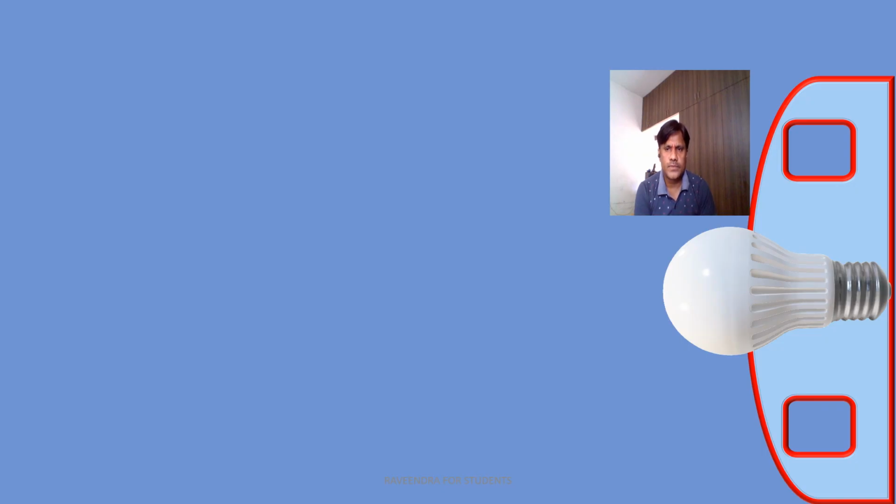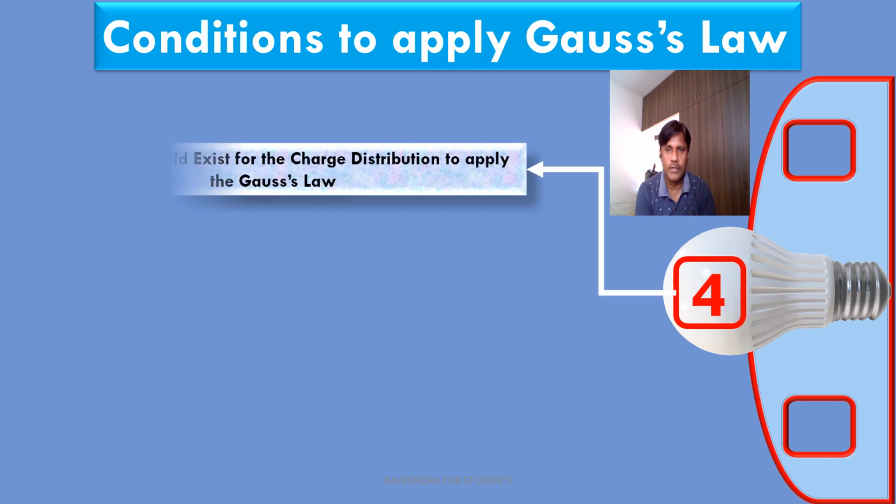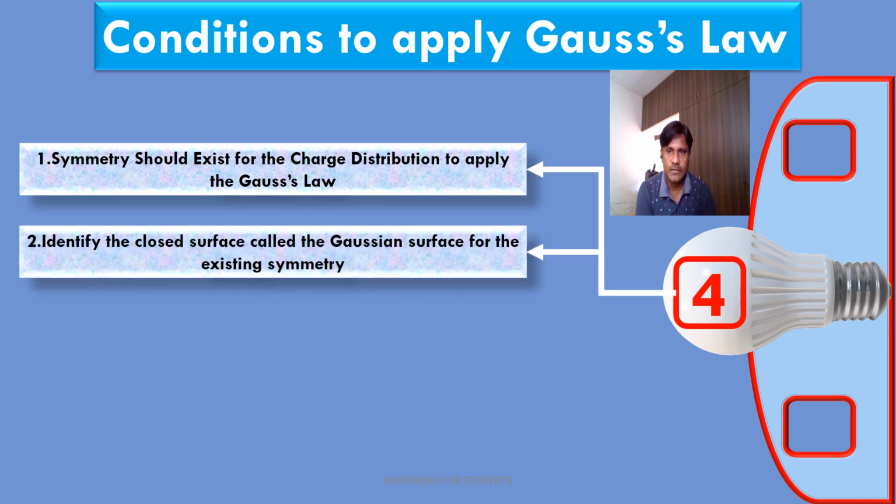All the problems solved by using Coulomb's law can be very easily solved by applying Gauss law, but there are four conditions to apply Gauss law. So what are the four conditions to be satisfied? We will see them one by one. First, symmetry should exist for the charge distribution to apply the Gauss law. Second, once the symmetry exists, identify the closed surface, called the Gaussian surface, for that existing symmetry.